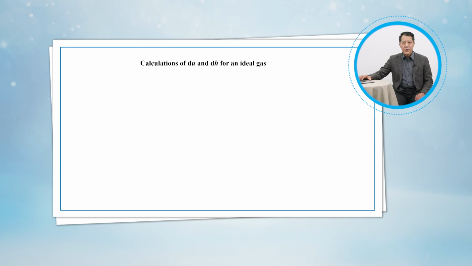The topic of this task is about the calculations of du and dh for ideal gases. The values of u, h, and s cannot be measured directly, and they are calculated from measurable properties using the relations between thermodynamic properties. However, those relations, given the changes in properties, lower the values of properties and specified states.